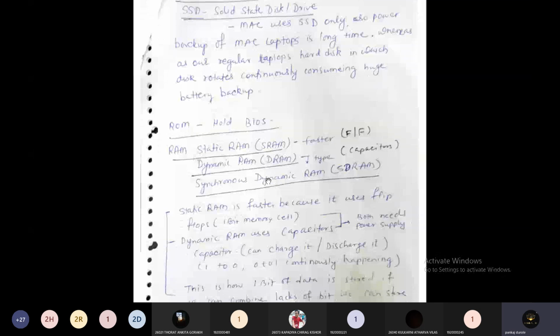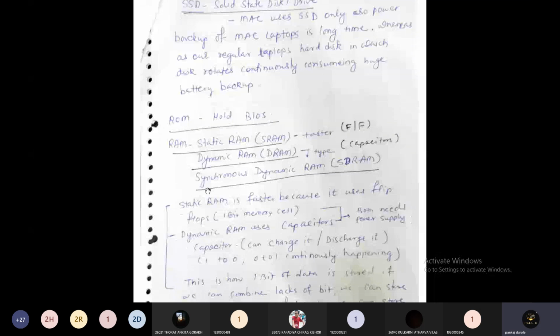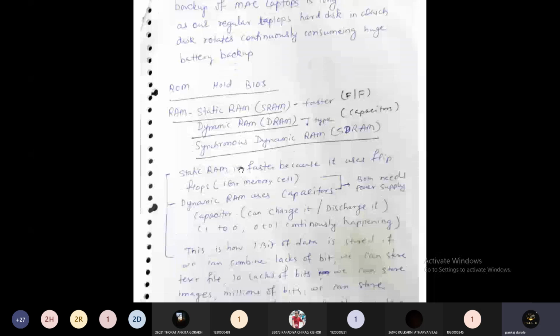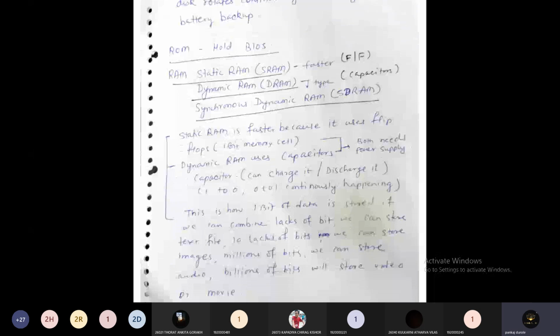So there are two types of RAM, right? Static and dynamic, right? So dynamic RAM uses capacitors, right? Static RAM uses flip-flops, right? Dynamic RAM has types, like synchronous dynamic RAM. See, static RAM is faster because it uses flip-flops. Flip-flop is a 1-bit memory cell. Dynamic RAM uses capacitors, right? Both need the power supply.